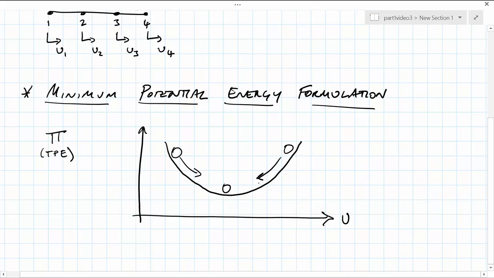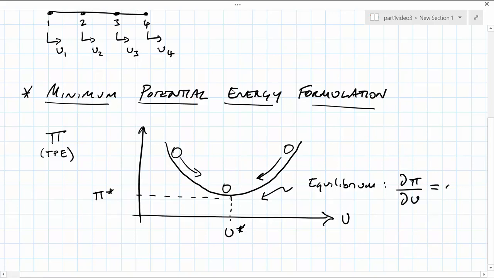The equilibrium is where this slope is equal to 0, and we say that this occurs at a value U star and a corresponding value of total potential energy of Pi star. More formally, we say that the equilibrium occurs when the first partial derivative of the total potential energy with respect to our state variable, which in this case is displacement U, is equal to 0.